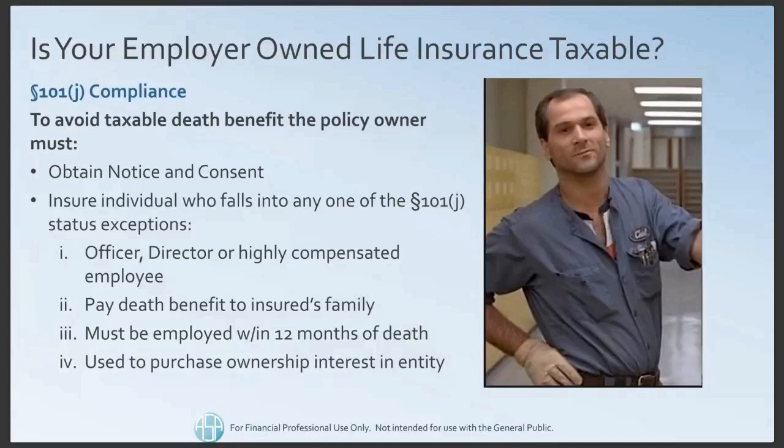And basically, it has the presumption that all corporate-owned life insurance is taxable, unless you have notice and consent from the individual that you're going to insure, and you insure somebody that is in an exception class. And you can see the 4 classes there: officer, director, highly compensated employee, or you pay the death benefit to the insured's family. When could that happen? Let's just say it was an endorsement split dollar plan. Or the person was employed within 12 months of death. So you could still buy insurance on Carl, but if Carl leaves your employment and is gone more than 12 months, it doesn't matter what you do, that death benefit's going to be taxable.